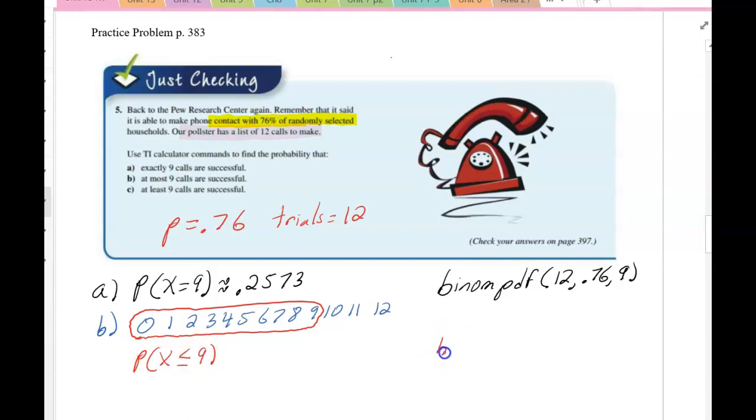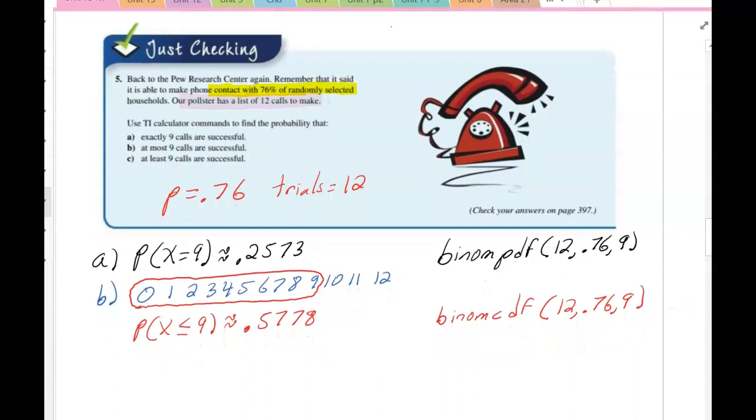So on the calculator, I will do binomial. This time I want to use CDF, and I will type in 12, .76, 9. In the previous video, I showed you how to do that. So when we do that on our calculator, you will get 0.5778.